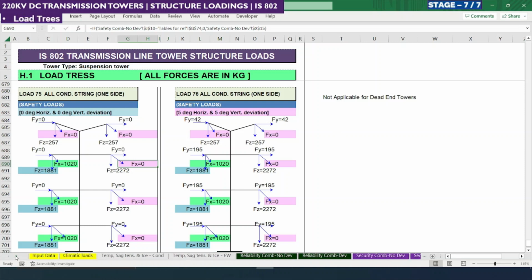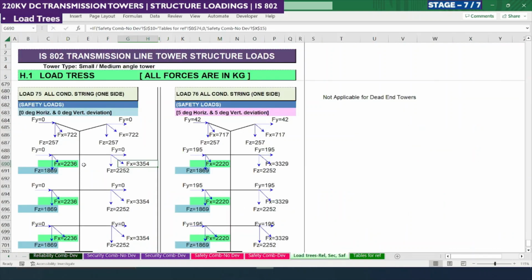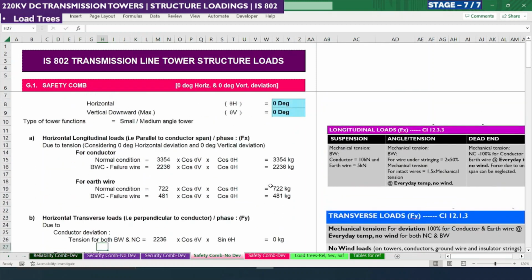Let me also check what the changes are in case of tension towers or angle towers. So for tension tower or angle tower, if you refer to that load tree, here you can see some value in the longitudinal direction, Fx, even in that intact direction, which is also higher than that. Why is it? Because it is given in the IS 802 code book. There must be longitudinal loads we need to consider in the normal condition cases. So that is why it is 3354 kg, and for broken wire condition it is 2236.